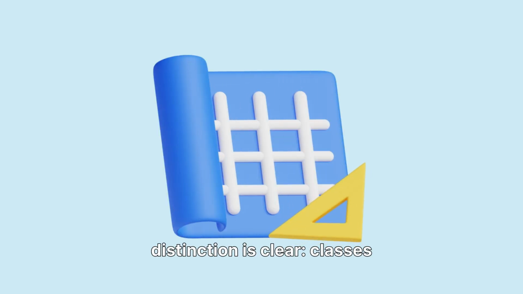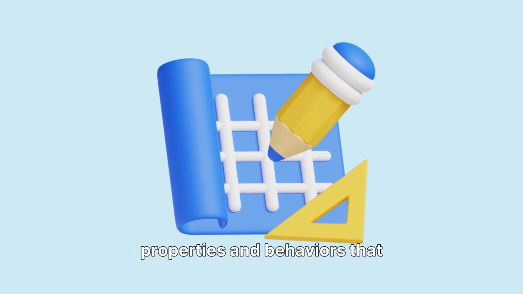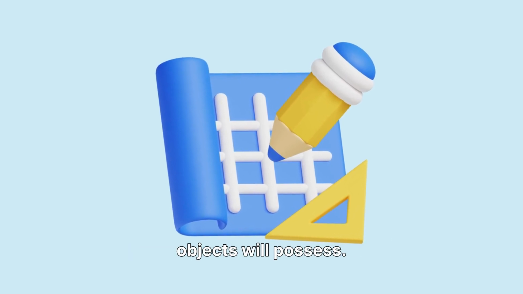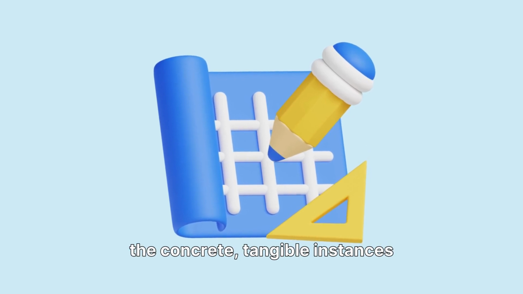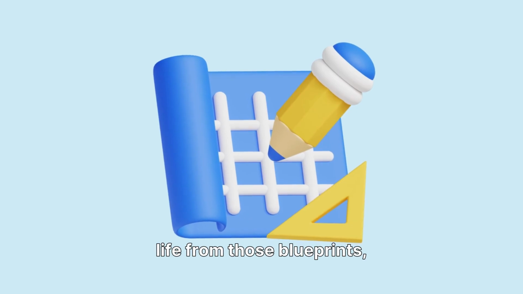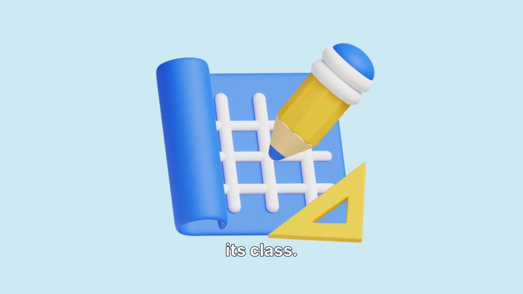In summary, the core distinction is clear. Classes serve as the abstract blueprints, meticulously defining the properties and behaviors that objects will possess. In contrast, objects are the concrete, tangible instances that are brought to life from those blueprints, each with its own unique set of data and capable of performing the actions defined by its class.